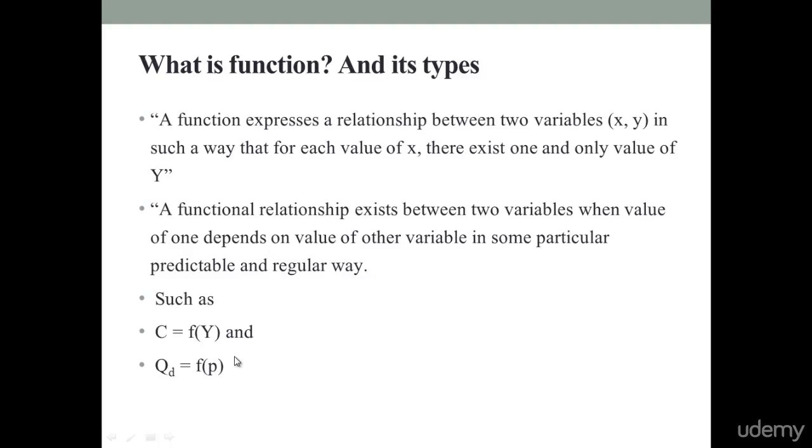That is called a function. It also shows the functional relationship because when income increases, then consumption will also increase. When income decreases, then consumption will also decrease because it has a positive relationship. And quantity demanded and price have an inverse relationship because when price increases, then quantity demanded will decrease. When price decreases, then quantity demanded will increase. It has an inverse relationship.